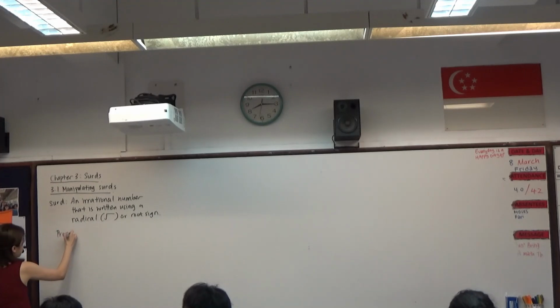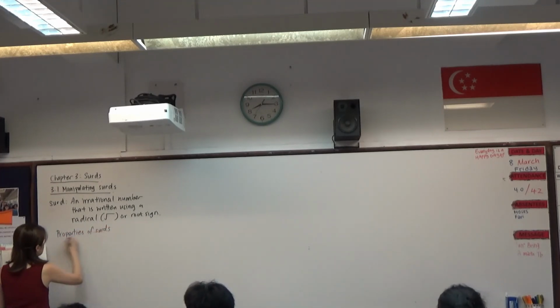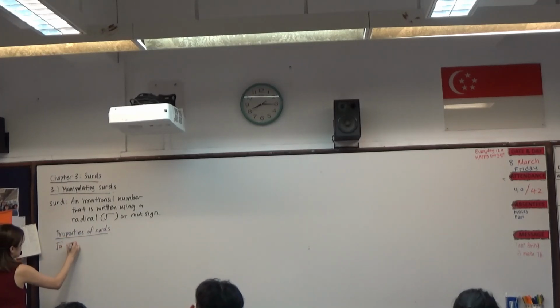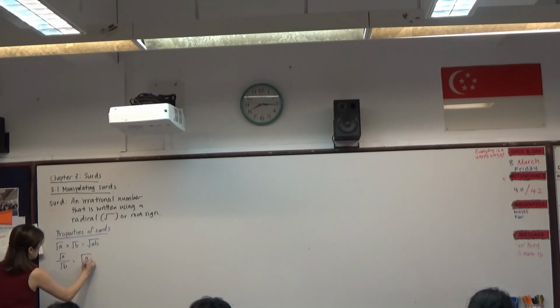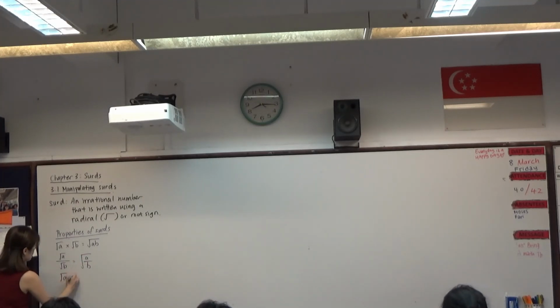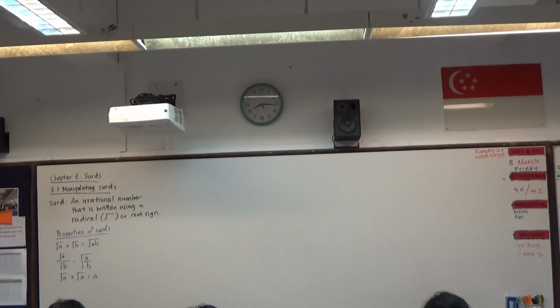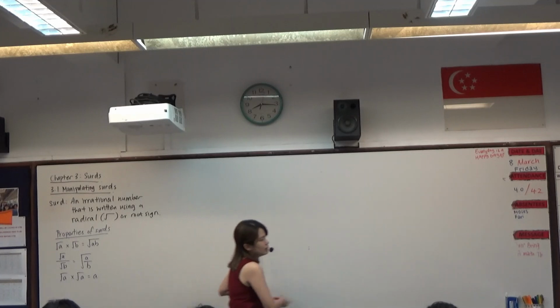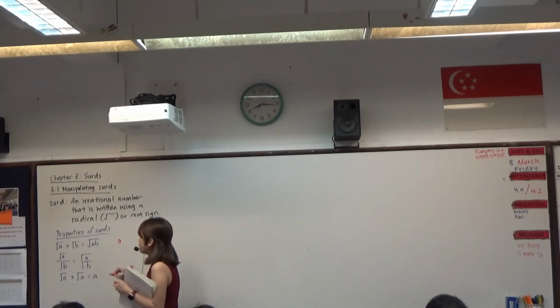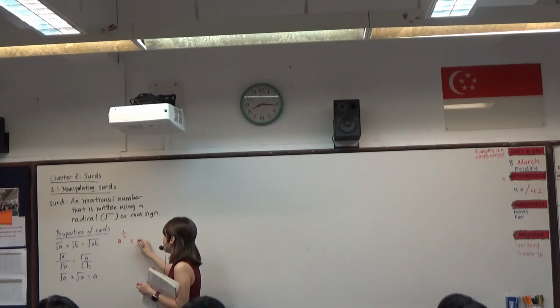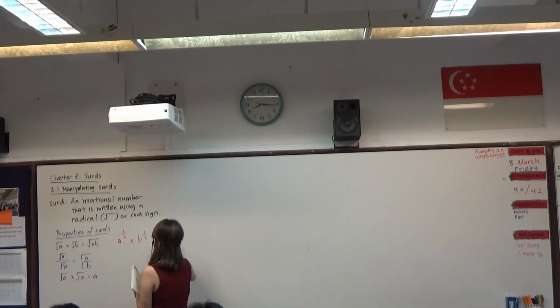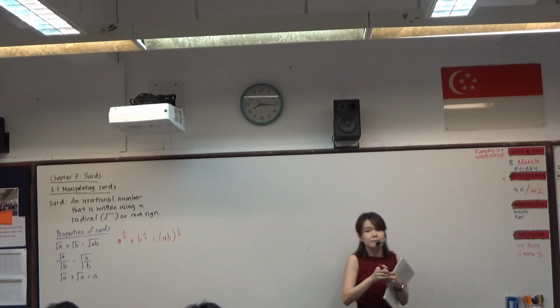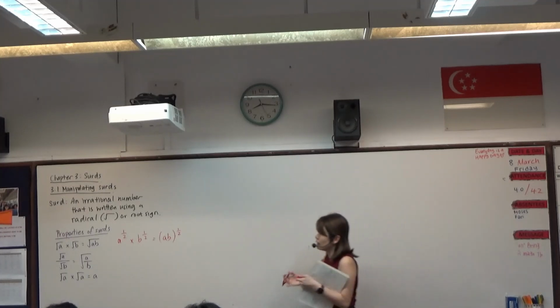Just to lay out some properties of surds, we have these three properties. Firstly, square root A times square root B equals square root AB. It shouldn't be anything new because we have already covered in indices that square root of A is actually A to the power of half, times B to the power of half. If I have the same power, different bases, I can write them together with the same power. Nothing new, based on our indices laws.